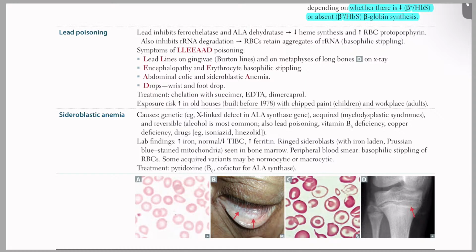Some acquired variants may be normocytic or macrocytic. Treatment: pyridoxine, B6, a cofactor of ALA synthase. Okay, A, B, C, and D.